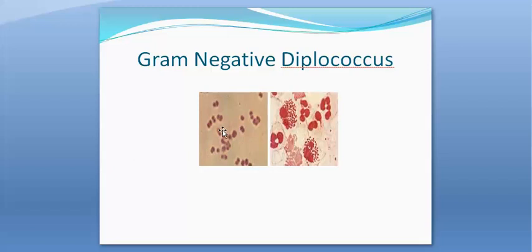Here we have gram-negative diplococci. This is an example of Neisseria gonorrhea. Within these cells, these are actually human cells here, white blood cells they appear to be. We have, within the phagocytic cells, gram-negative diplococci in this area here.